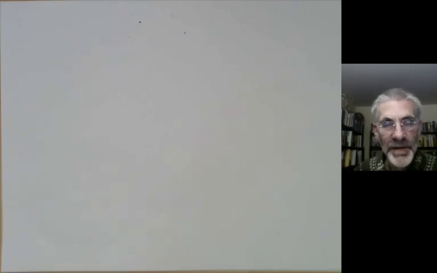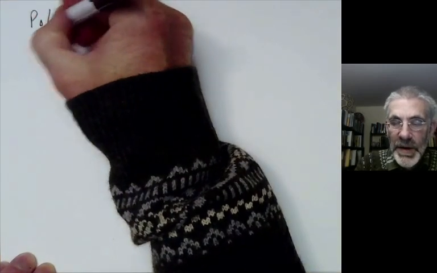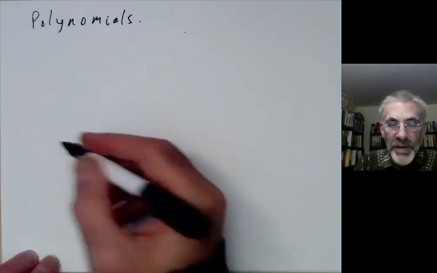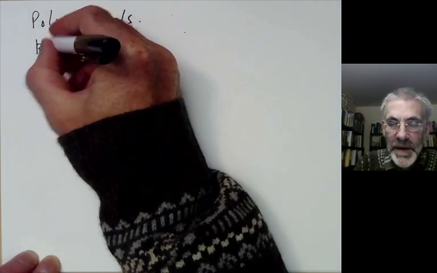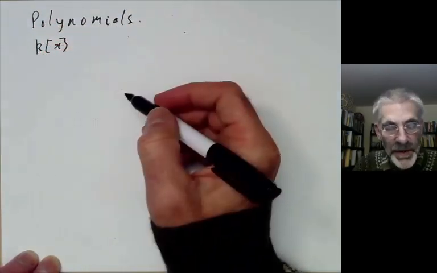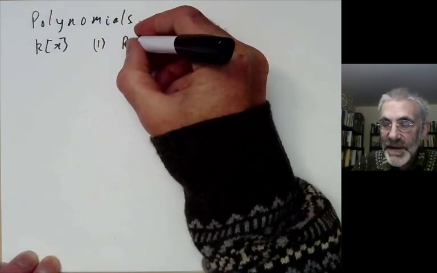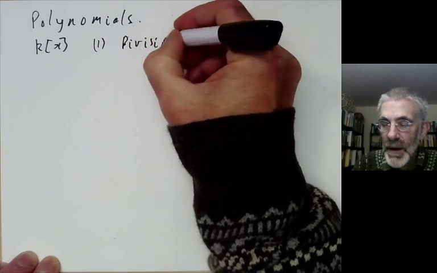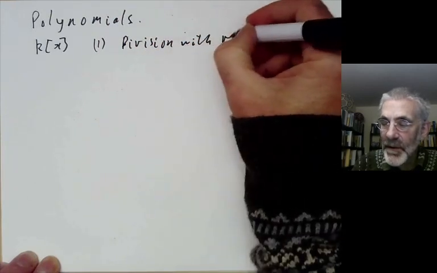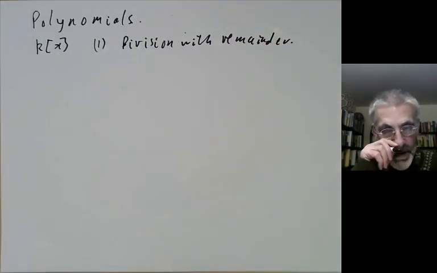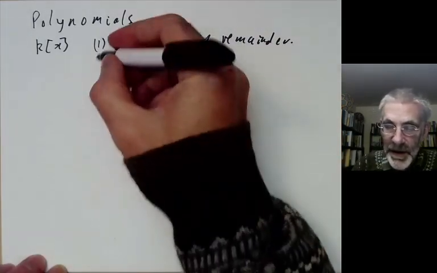This lecture is part of an online course on rings and modules and will be about polynomials. We'll start by just quickly reviewing polynomials over a field, usually denoted by k. And you recall that first of all this has a division with remainder algorithm. So we can divide one polynomial by another and get a remainder of smaller degree.